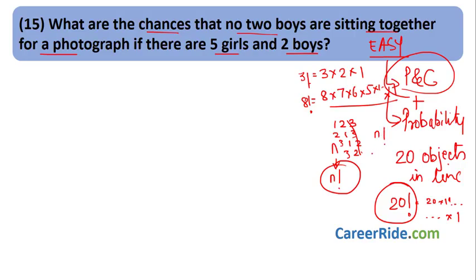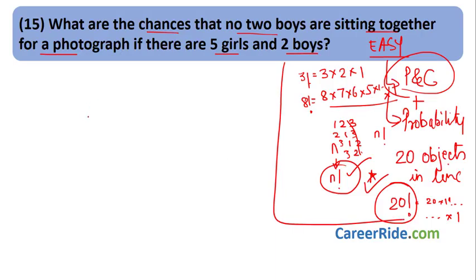So if there are 3 people, you can arrange them in 3 factorial ways. If there are n people, you can arrange them in n factorial ways. Just remember this. This would be useful in permutation and combination also, but just remember this small trick over here, and let us see how to solve using this trick.